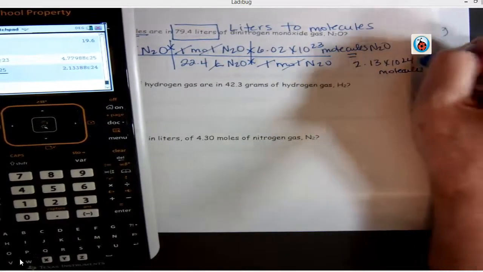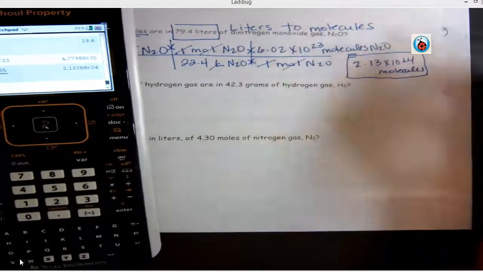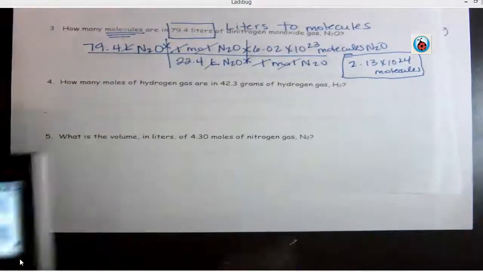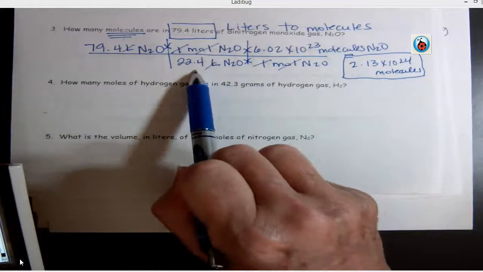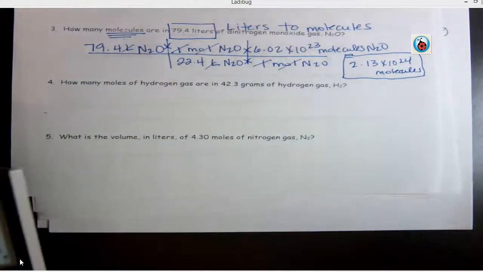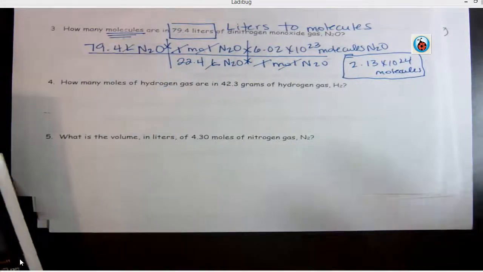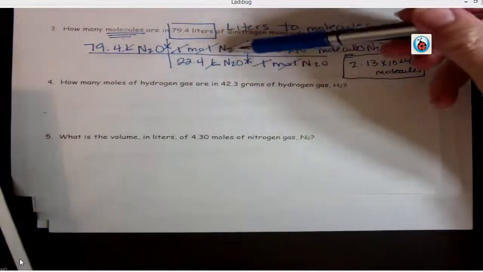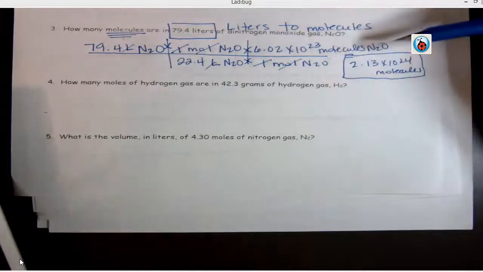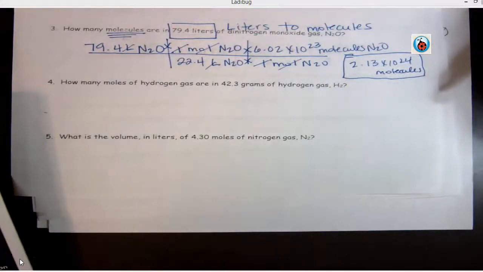Can't spell. There is my answer. Okay, so let's look at it again. Multiply across the top, divide by the bottom. All right, it's not anything different than you've been doing. You know how to go liters to moles, right? And you know how to go from moles to molecules. We're just putting it all in one problem.